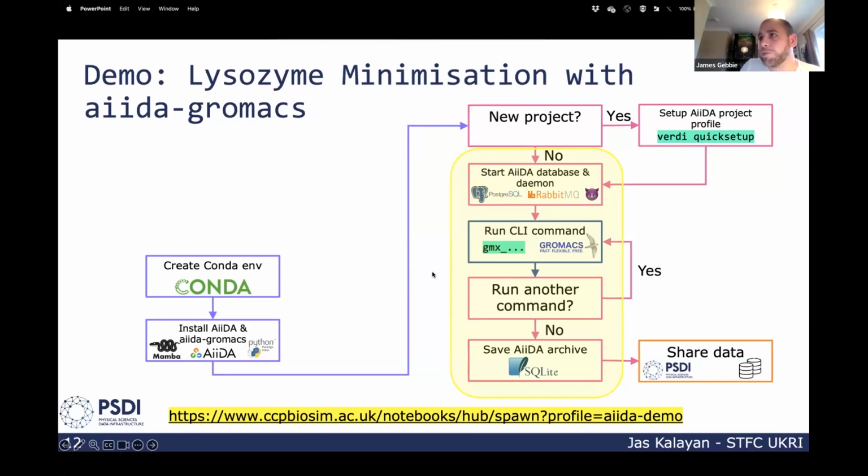AiiDA does have some HPC related stuff built in, so you can keep AiiDA running locally and stage off simulations. We all know that two-factor authentication is an absolute pain. The other thing is we have our own job submission engine, which is way more intelligent for molecular dynamics simulations than AiiDA actually is.